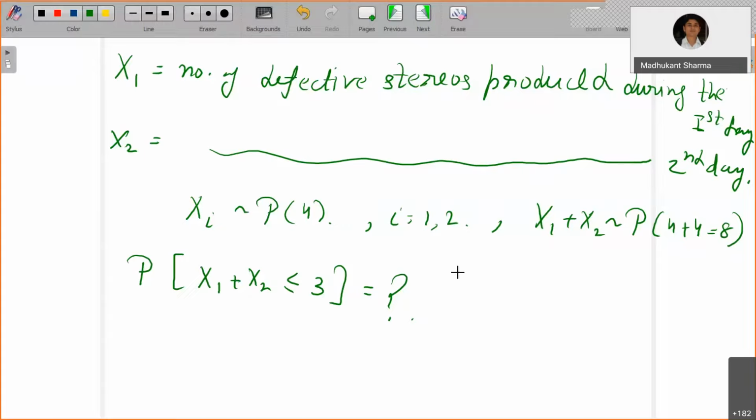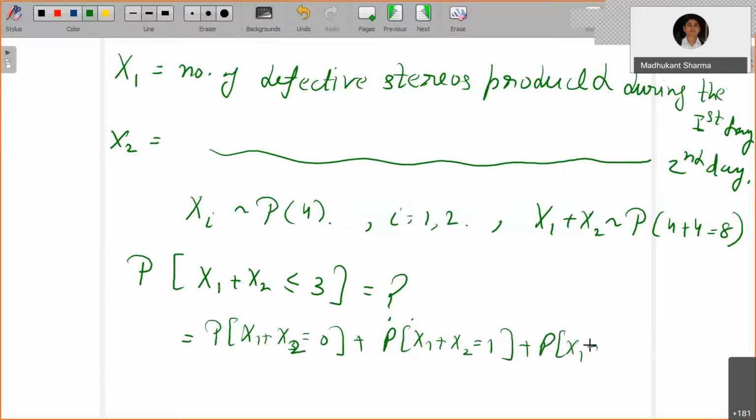So now you can find the probability of this. It is going to be the probability of X1 plus X2 equals 0, plus the probability of X1 plus X2 equals 1, plus the probability of X1 plus X2 equals 2, plus the probability of X1 plus X2 equals 3.